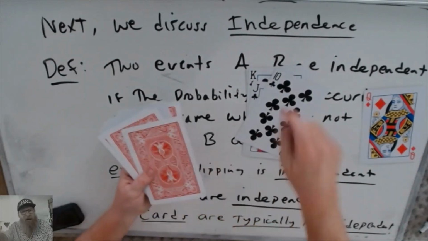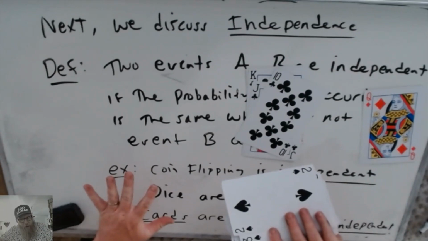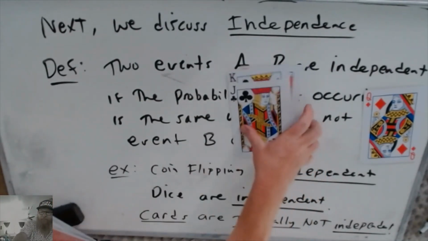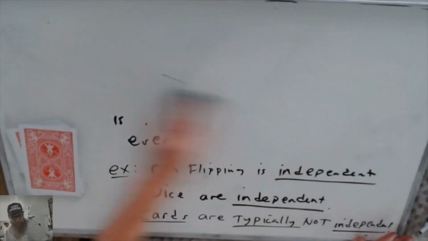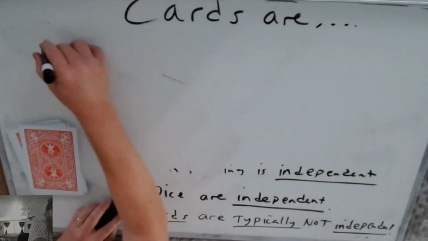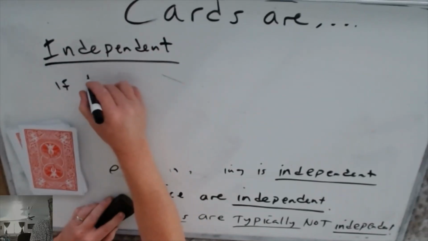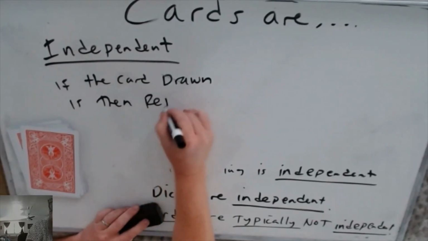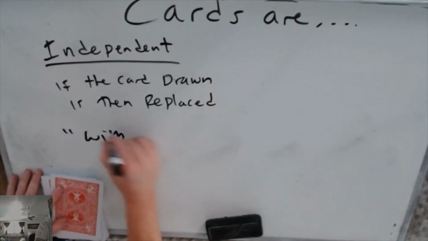And so each time that I deal another card, what's happening to the sample space? The sample space is getting smaller and smaller, and so it's a non-independent, what we call a dependent probability. Unless you do this. So cards are independent if the card drawn is then replaced. Okay, this is called with replacement.